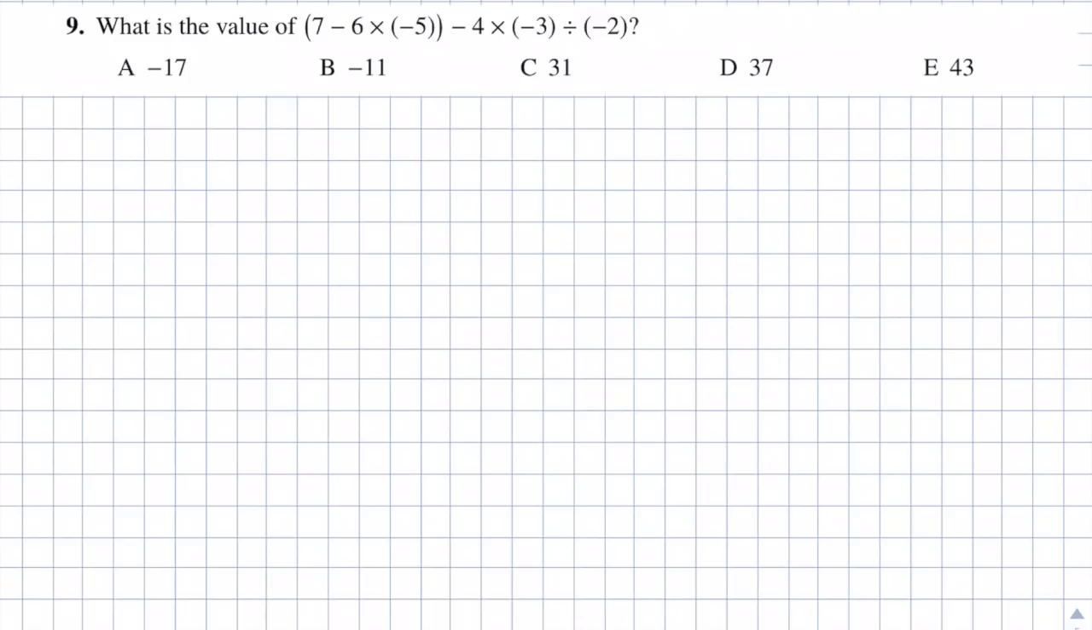Question 9. What is the value of 7 minus 6 multiplied by minus 5, minus 4 multiplied by minus 3 divided by minus 2? Got answers as A is minus 17, B is minus 11, C is 31, D is 37, or E is 43. Okay, so again, we need to use BODMAS for this.